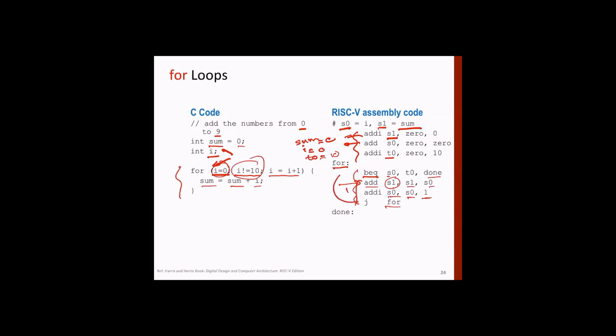It means that you go back here and again check this condition and execute all these statements until value of S0 becomes 10. Okay, once S0 becomes 10, you jump to done. It means that that's all. Next statement will be executed here onwards. Okay, any question on this one?